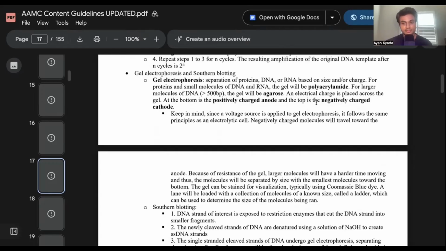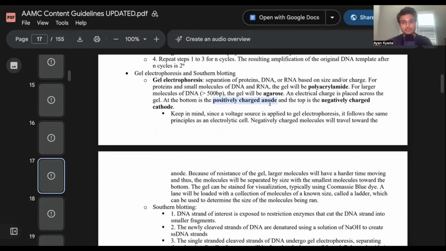So in general, since the nucleic acid DNA is heavily negatively charged, you're going to load it at the top at the cathode, and you're going to apply the electric field, which is going to make it migrate to the positively charged anode because opposite charges attract.